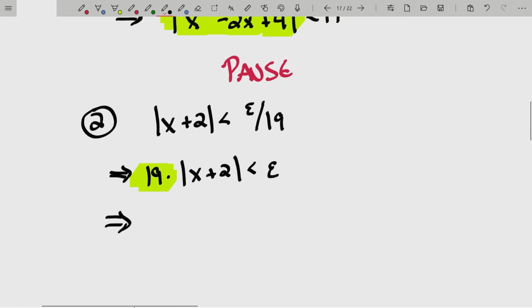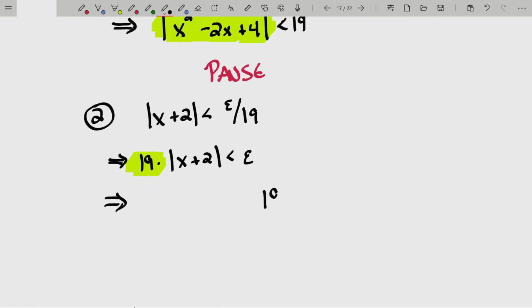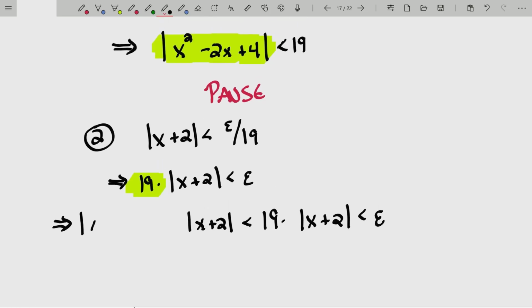And I say, well, I'm going to leave some space because it's just easier to write it with some space here. So I'm going to say, here's my 19 times the absolute value of x plus 2. It's less than epsilon. But that 19, all other things being equal, I didn't even leave enough space. All other things being equal, the absolute value of x plus 2 just still hangs out. That 19 is greater than that highlighted absolute value of x squared minus 2x plus 4.